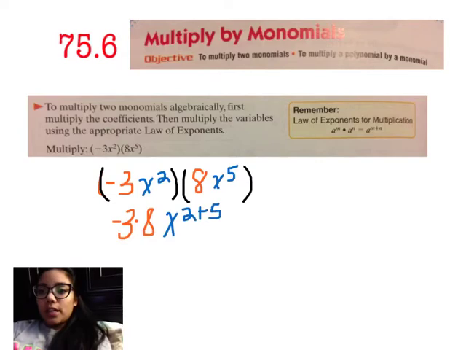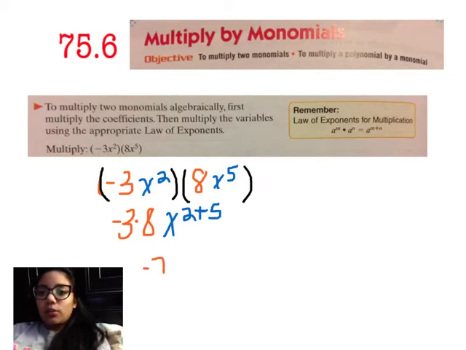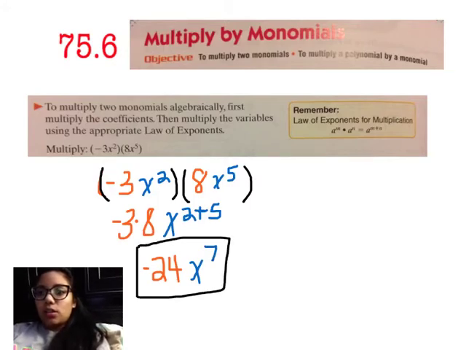And I'm showing this step because I like to show my steps. So negative 3 times 8 is negative 24. And then I have x raised to 2 plus 5 is 7, the 7th power. And that is my answer. That is how I solve multiplying by monomials.